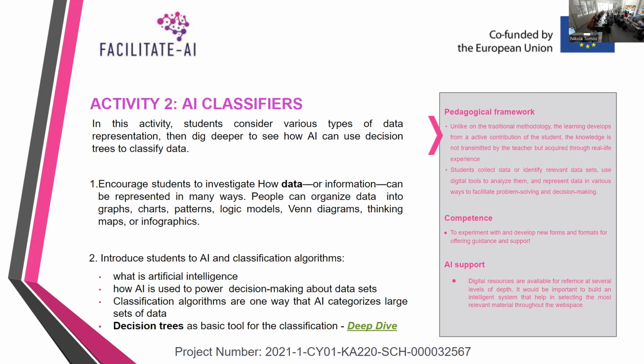they are introduced to algorithms. So what is artificial intelligence? How is AI used to power decision-making about data sets? Classification algorithms are one way that AI can categorize larger sets of data. And the decision tree is one of the basic tools, it's not the only one, but it's one of the basic tools for classification.